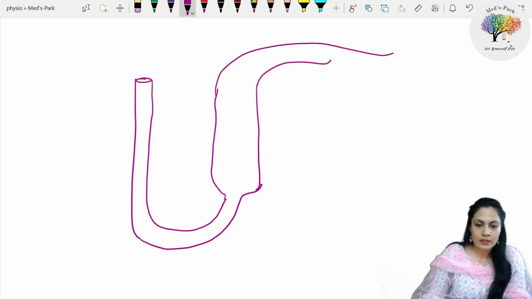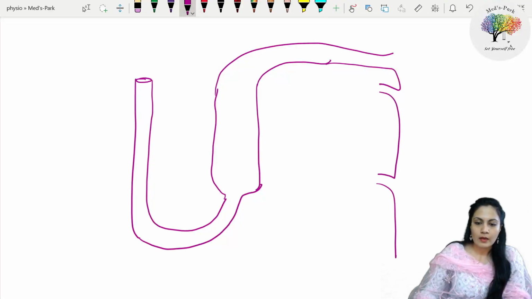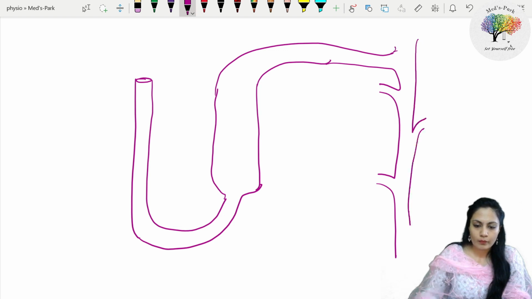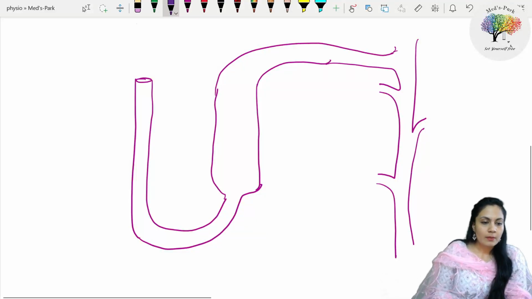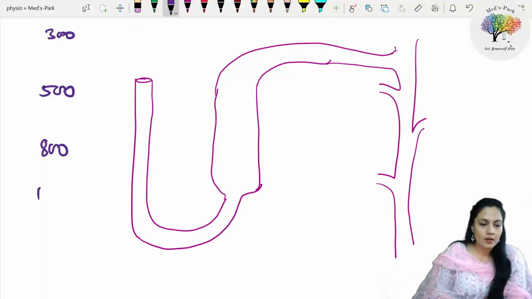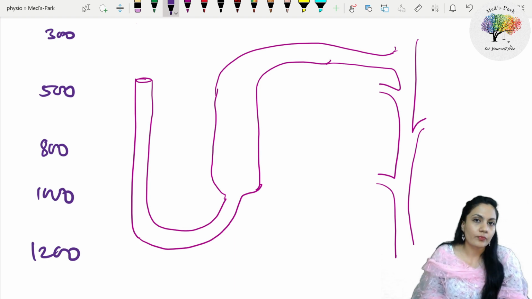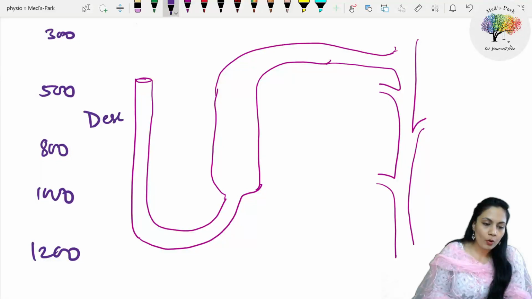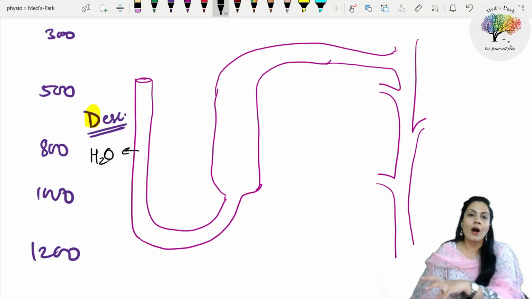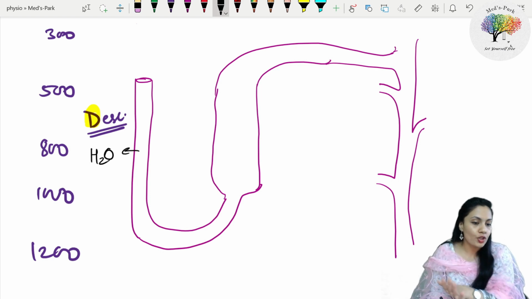Now let's continue this. This is the DCT, right? And let's say this is the collecting duct. Now understand what happens. Suppose I said that over here it was 300, 500, 800, 1000 and 1200. Like that, the osmotic gradient is increasing. Now, this descending limb of the loop of Henle is permeable to only and only water. That means it is going to throw out water into the medullary interstitium, right?